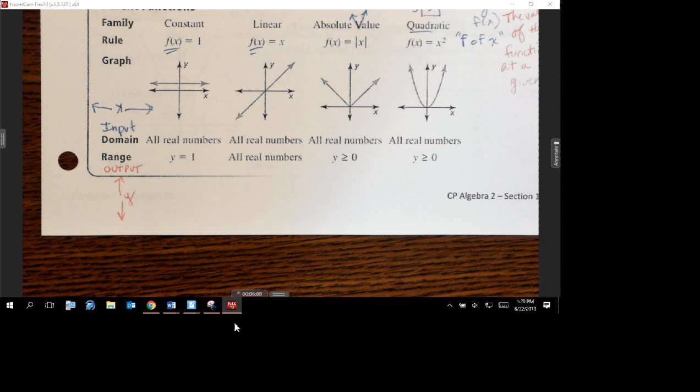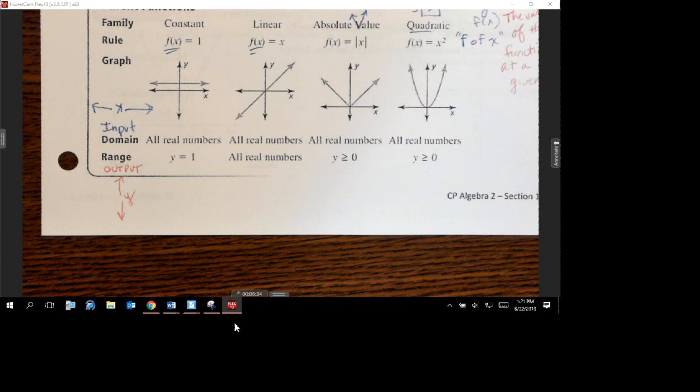So for linear, we've got a line. It could be this way or it could be this way. How far to the left and how far to the right does it go? Forever. So all real numbers is the domain. How far up does it go? How far down does it go? Forever. Even if it's going this way, still down, up. So all real numbers is the range.